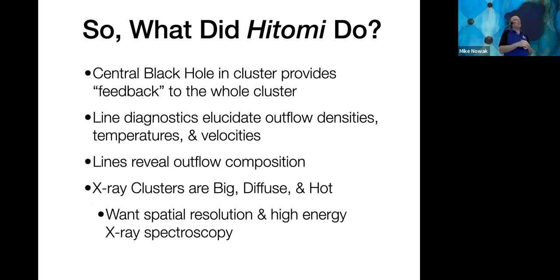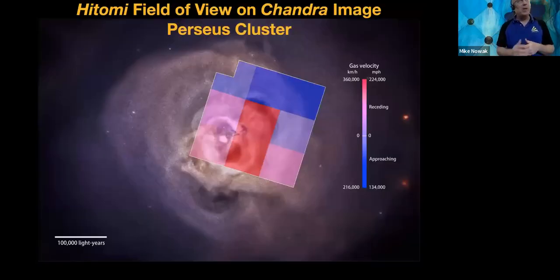So we can use these line diagnostics to learn about densities, temperatures, and velocities, and the composition of this material. But X-ray clusters are big, diffuse, and very hot, so we want the spatial resolution and the high energy X-ray spectroscopy if we can get it. And so this is an image from Chandra in the background of a galaxy cluster, and on top of this is the Hitomi field of view with the pixels added up into different regions to give you an idea of what you can measure. And you can see they've made a little bit of a map there of the velocities and some of the temperatures they've measured.